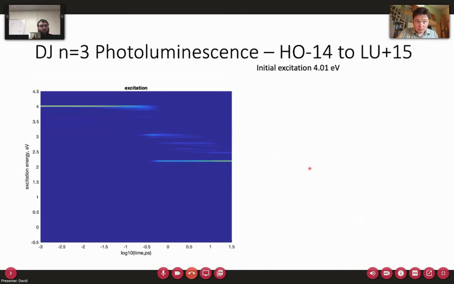So here we're looking at the HOMO-14th to LUMO+15 for the N equals 3 model. And I chose this model because it had the highest oscillator strength. Or chose that transition because it had the highest oscillator strength.